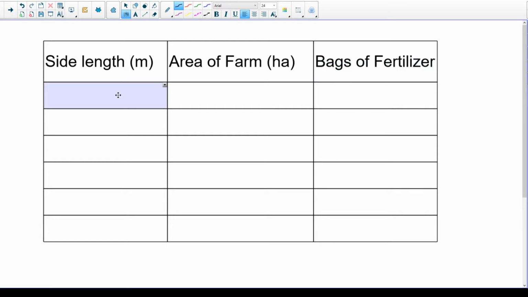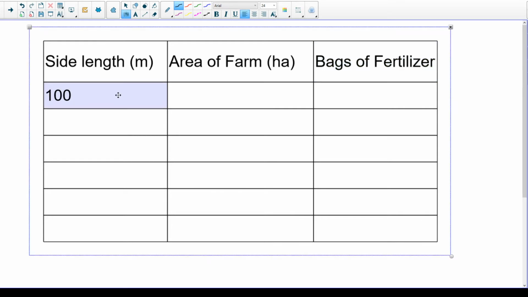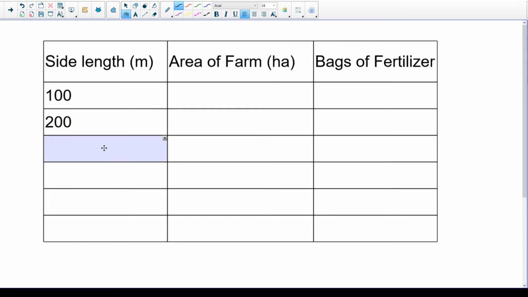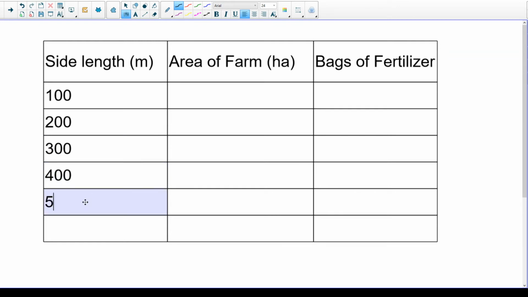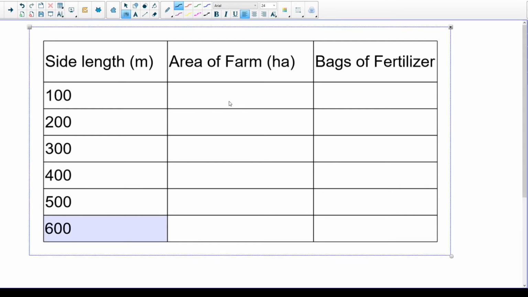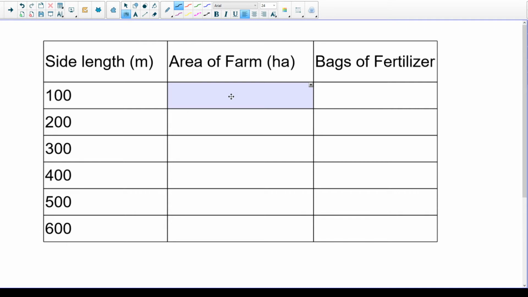All right, so we started with 100, we went to 200, and 300, and 400, and 500, and 600. So the first one was, and I'm going to try something here, I think I can write in here 1, and then this one was 4, and then this one was 9, and this one would be 16.